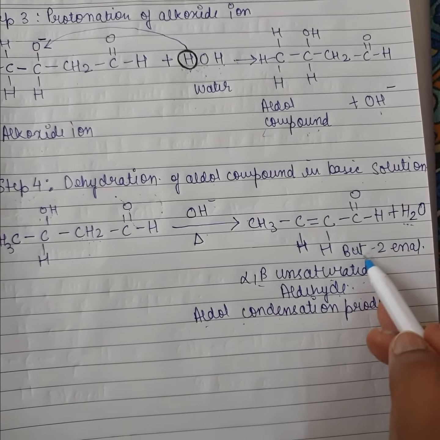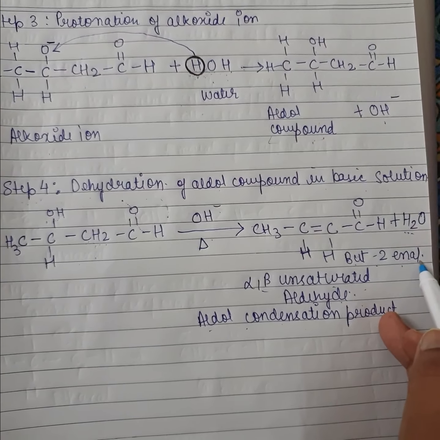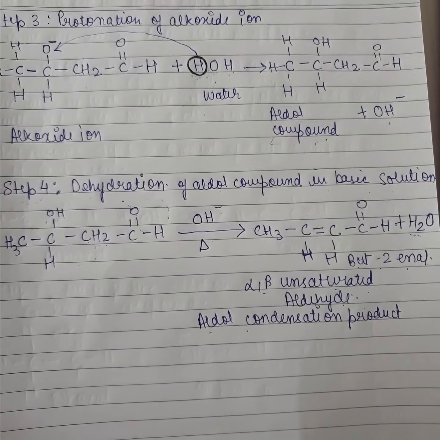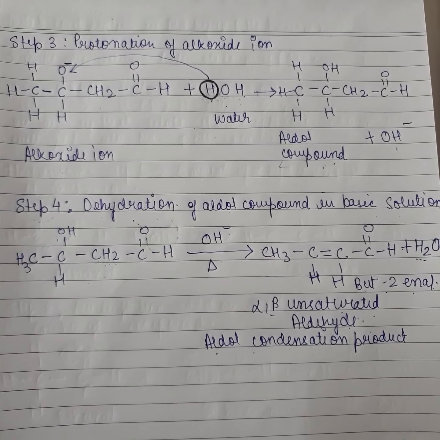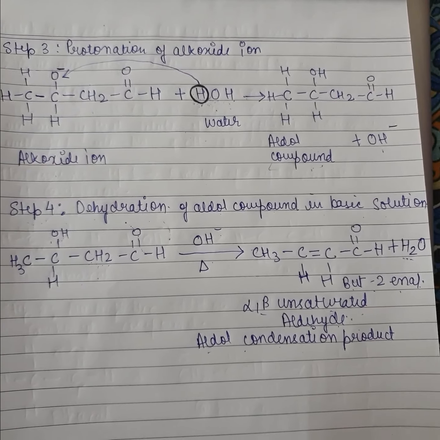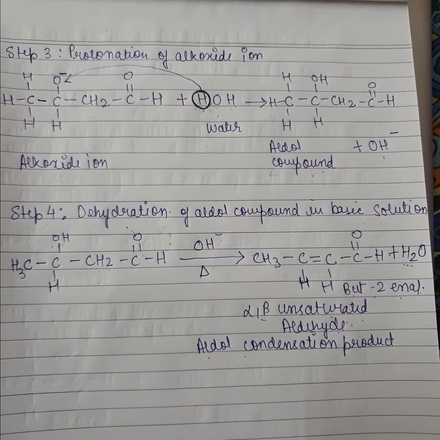So the name of this compound is butenal. I hope by seeing this mechanism, you can easily understand the aldol condensation reaction. If any confusion is there, all the queries are welcome.